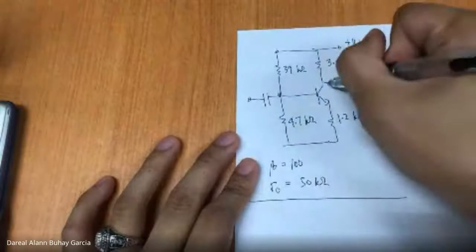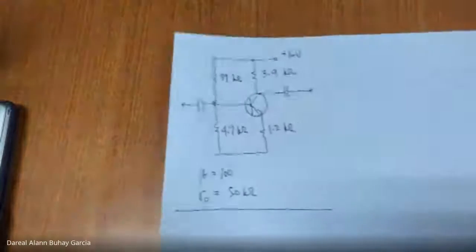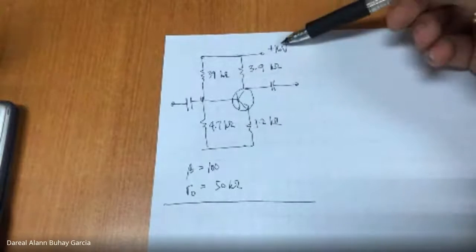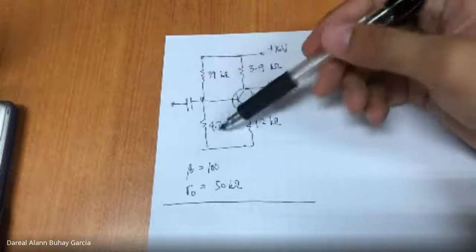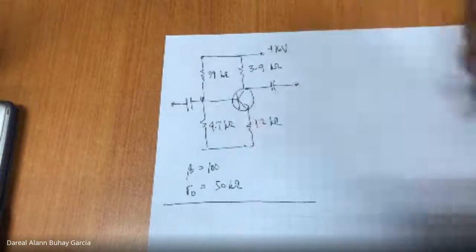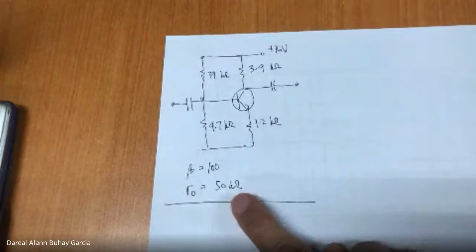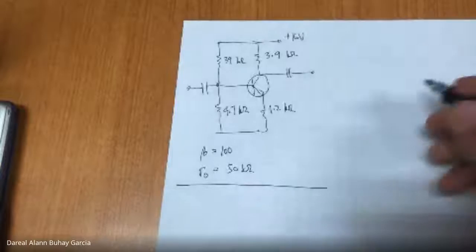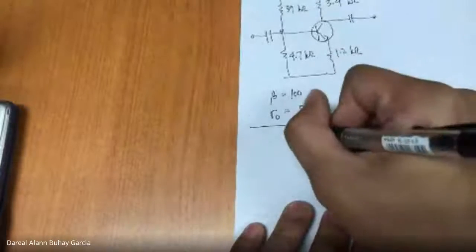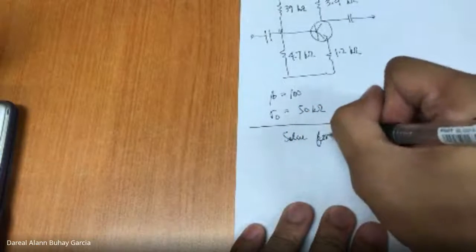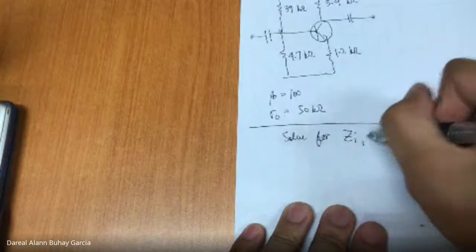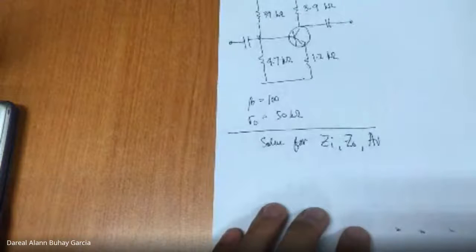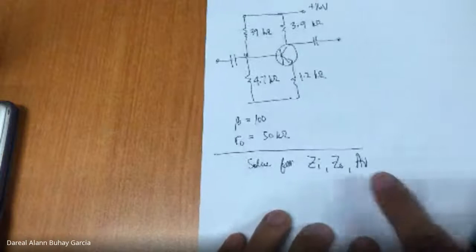Let's try this example. Voltage divider: VCC, RB1, RB2, RC, RE, a given beta, and a given RO. Solve for ZI, ZO, and AV: input impedance, output impedance, and voltage gain.